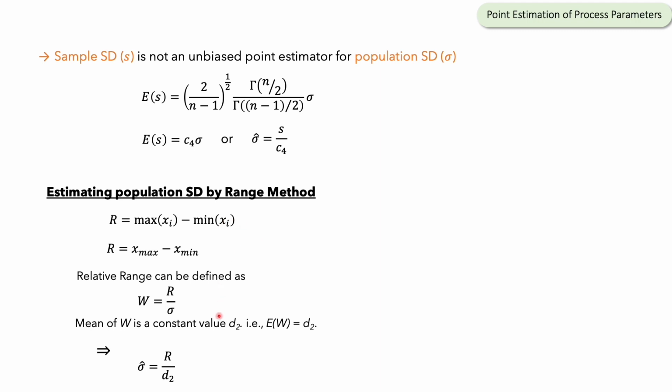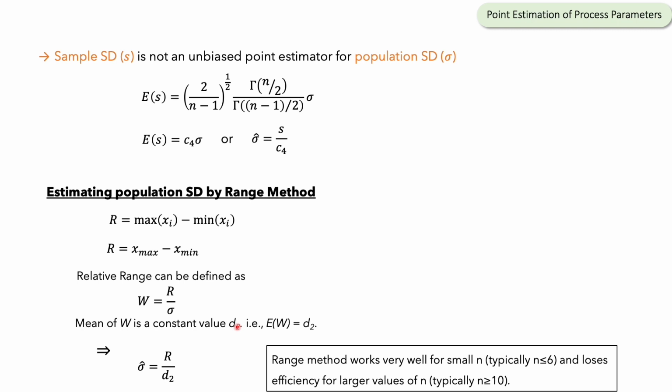This range method is useful for smaller values of n, and for larger values it loses its efficiency. Efficiency here means that we need to work a lot if we are doing it manually. If n is less than or equal to 6, then we can easily do it manually, and if it increases, then it becomes a bit difficult. The value of D2 can also be obtained from the table. If you see, both expressions look similar.